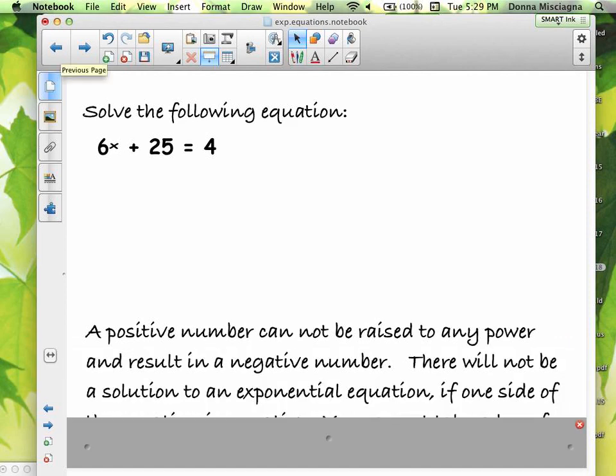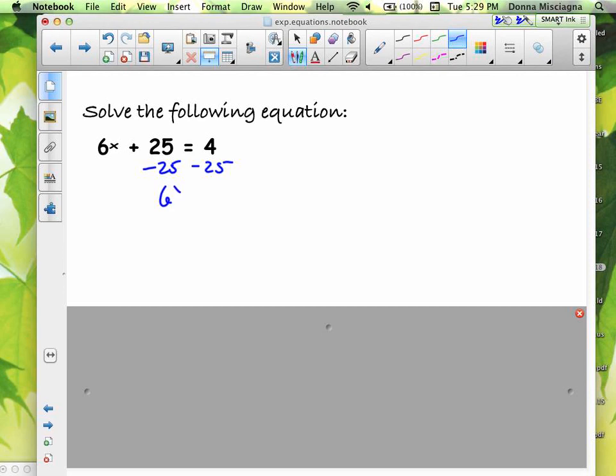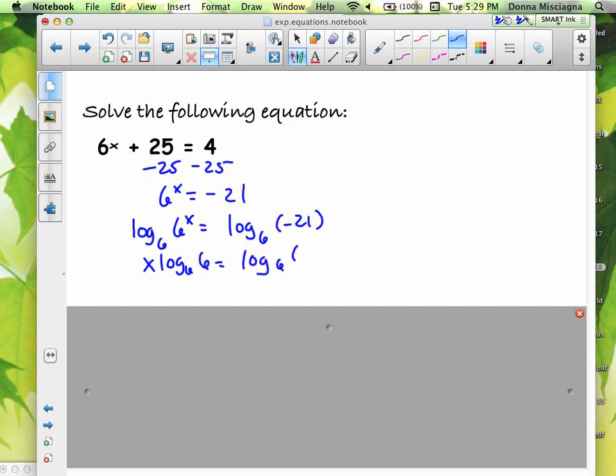All right. So this one's kind of an interesting one. Let's take a look at this one. I'm going to subtract 25 from both sides. So I have 6 to the x equals negative 21. All right, and then we're going to take a log in the same base. So log base 6 of 6 to the x equals log base 6 of negative 21. All right, so the exponent can move in front. x times log base 6 of 6 equals log base 6 of negative 21.